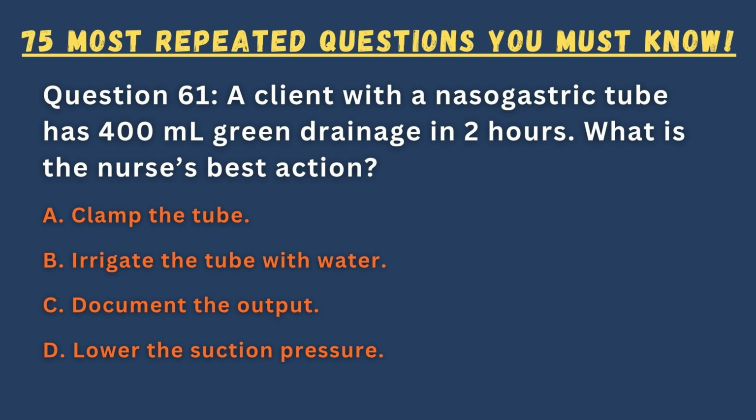Question 61. A client with a nasogastric tube has 400 milliliters green drainage in 2 hours. What is the nurse's best action? A. Clamp the tube. B. Irrigate the tube with water. C. Document the output. D. Lower the suction pressure.